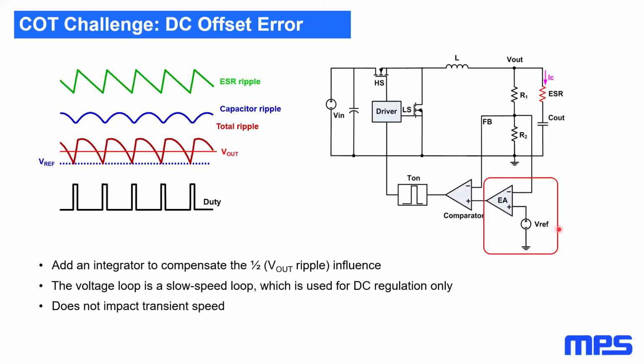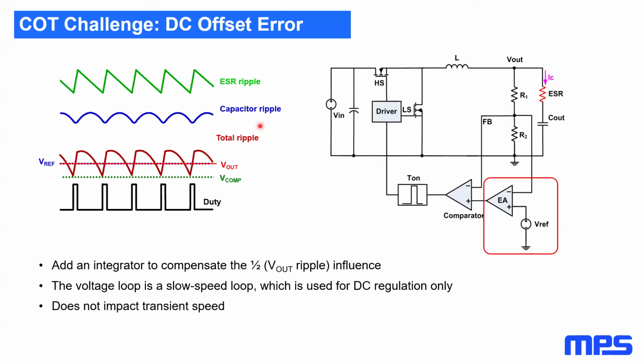This means that we can reduce our average output voltage to the required or to the desired voltage by reducing the value that we send to the comparator. This eliminates this steady state error in the output voltage, but doesn't affect the ability of the control loop to respond to changes in Vout.